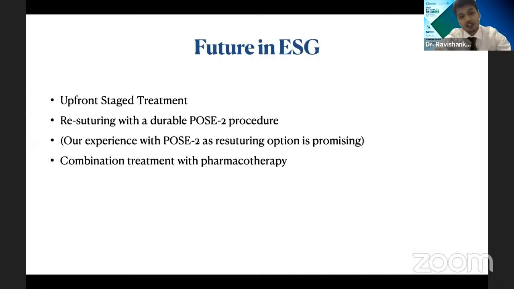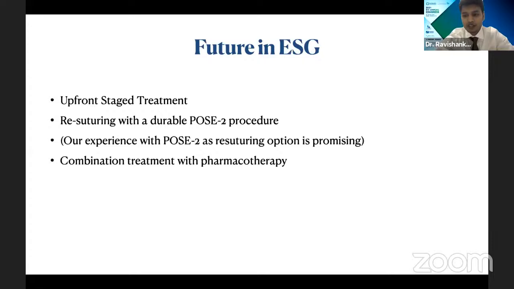The second option is that resuturing can be done using the new primary obesity surgery endoluminal 2 device. We know that the suture applications are durable from our publication in Endoscopy. From our own experience, performing the POSE 2 procedure as a revision option for ESG has been promising so far.